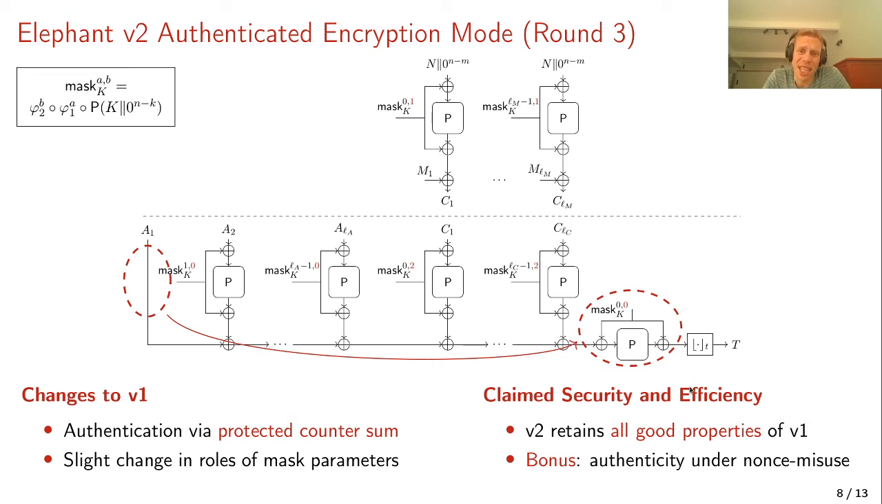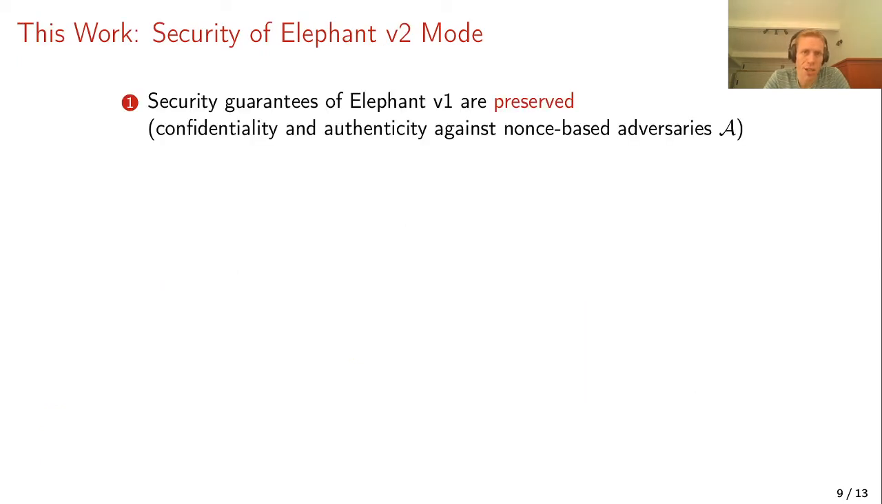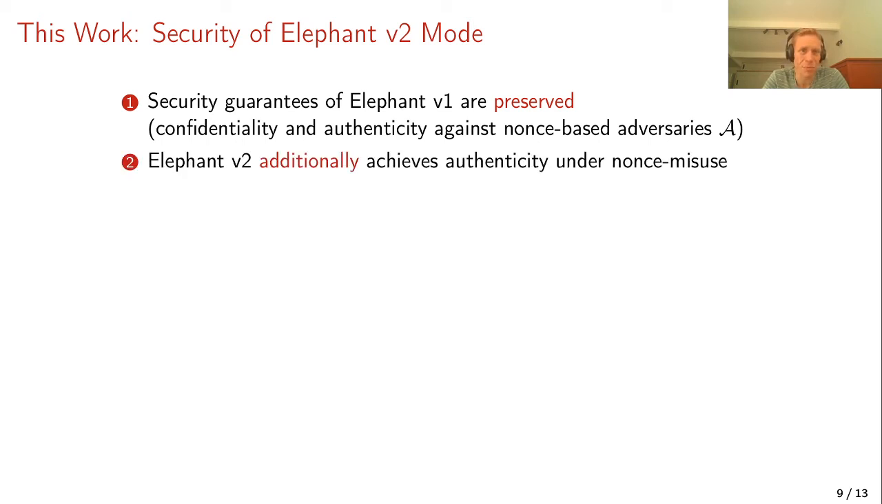However, this only stayed at a claim, and now in this work we prove security of counter mode. So in a nutshell, we proved that the security guarantees of Elephant v1, namely confidentiality and authenticity against nonce-respecting adversaries, is preserved. In addition, we proved that Elephant v2 indeed achieves authenticity under nonce misuse. And as a matter of fact, we proved that these even hold in the multi-user setting. And most importantly, the security bound does not really degrade if the attacker can attack multiple schemes, as long as the number of schemes that the attacker can attack is somehow limited.